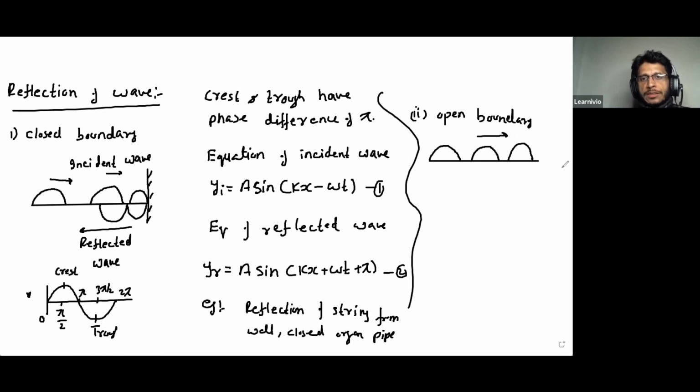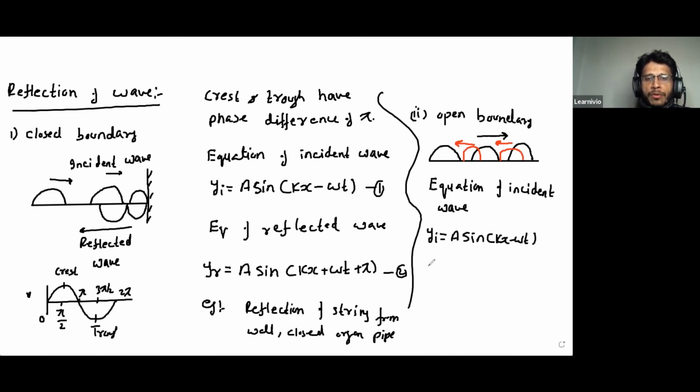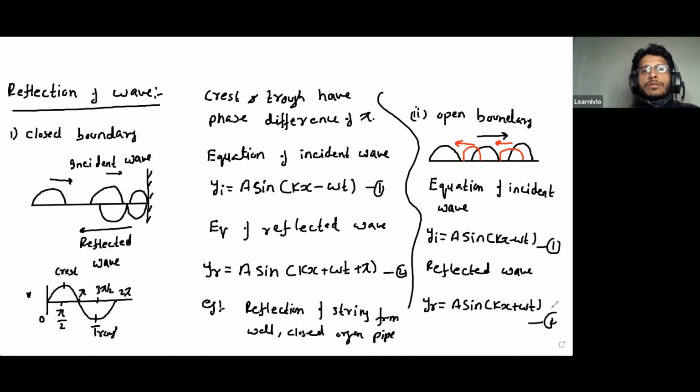This crest is traveling in the positive direction of the x-axis. After reflection, this will return as a crest only. No change in phase. So if I write the equation of the incident wave, that equation is yi is A sine kx minus omega t. For the reflected wave, you can say that this is A sine kx plus omega t. There is no change in phase. When the reflection is from an open boundary, there is no change in phase. The change in phase is only if the reflection is from a closed boundary.